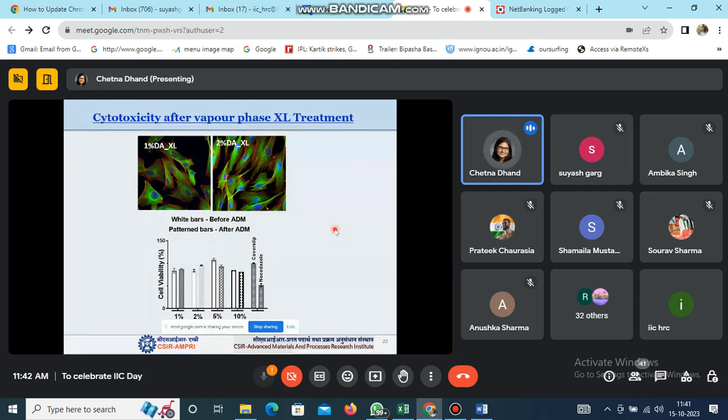Then we have also checked whether this polydopamine is safe for the skin cells. So you can see here, these are basically the confocal images of the cells, dermal cells, basically dermal fibroblast. And we find that these cross-linkers are absolutely safe on the dermal cells. The cells are very happy with this material.